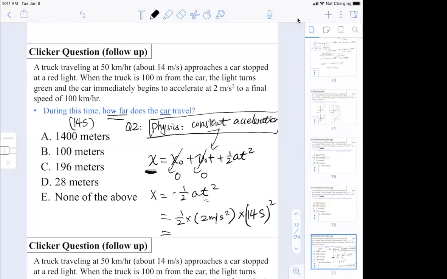So given the vote I have right now, I have a majority choosing C. So we don't have to finish the voting. I will just let you know the results right here. We have a majority, 86%, choosing C. So, okay, let's see. It's one half times 2, this cancels, you just have 14 squared. The units become meters, right? The seconds and the seconds cancel, and 14 squared is going to be 196 meters. So yes, C is correct.